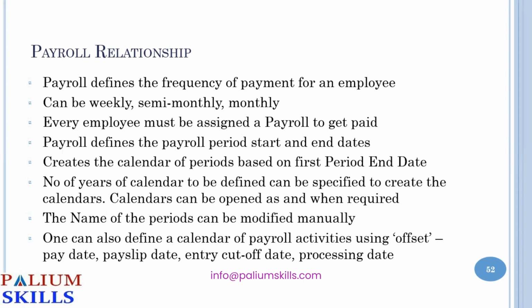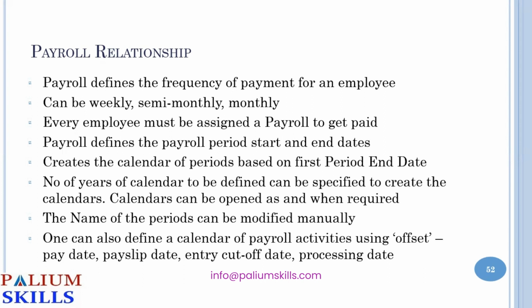Your default system will create some period names, 1, 2, 3, along with the name of the payroll and start date, end date, like that. And you can change that. So you can say Jan, Feb, March, followed by the year name. But that has to be done manually.